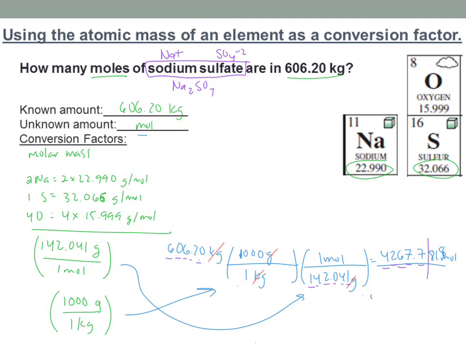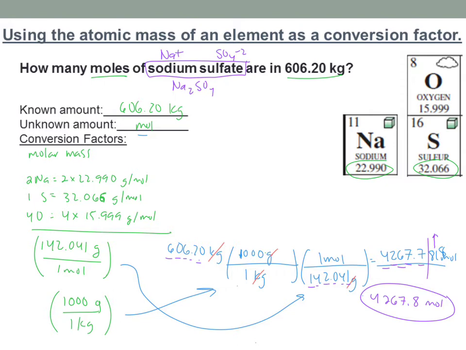So I report my answer as 4,267.8 moles. I rounded that up because 8 is higher than 5, so you round up. That would be my answer. Apparently there are 4,267.8 moles in over 600 kilograms of sodium sulfate.